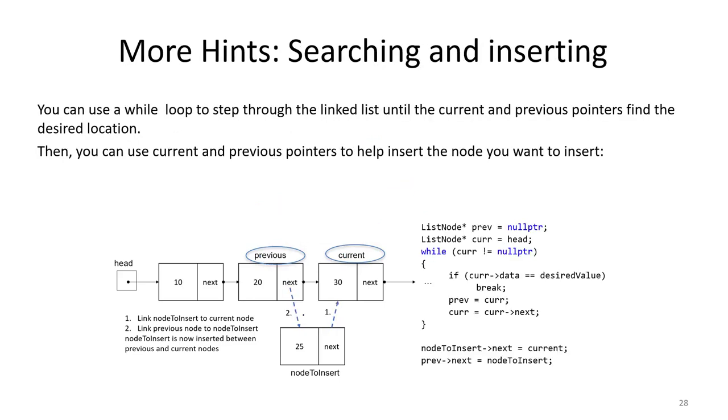Here's an example. So notice here, suppose I discovered that I wanted to insert a node between where my current and previous pointers were pointing. So I could write some code similar to this one. First, I declare my pointers cur and previous. I initially have current point to head, previous point to null.